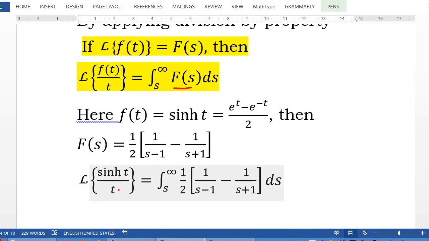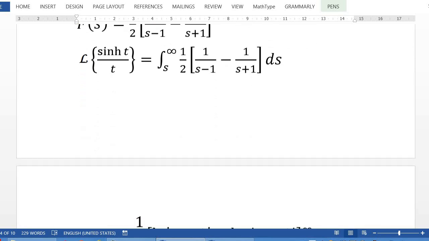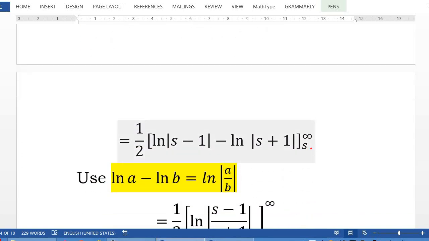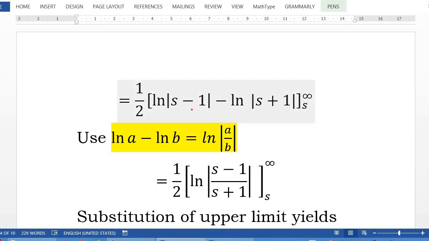Hence, the Laplace transform for sinh t over t by using the division by t property will be equal to the integral of half of 1 over s minus 1 minus 1 over s plus 1, ds from s to positive infinity. Okay, and you integrate it. Integrate 1 over s minus 1, you get ln of s minus 1, minus ln of s plus 1, with the limit from s to positive infinity. And you combine these two ln using the formula ln A minus ln B equals ln A divided by B. So this becomes half of ln of (s minus 1) divided by (s plus 1).